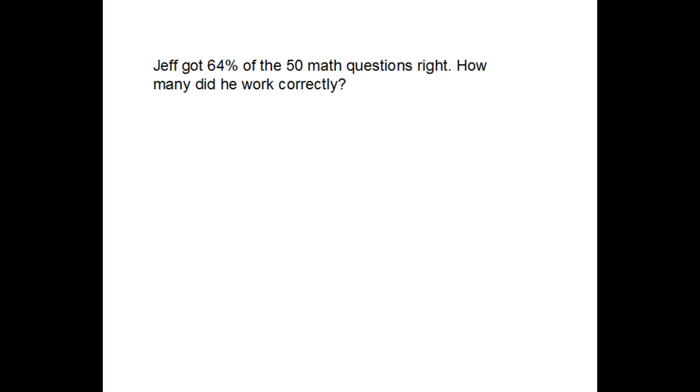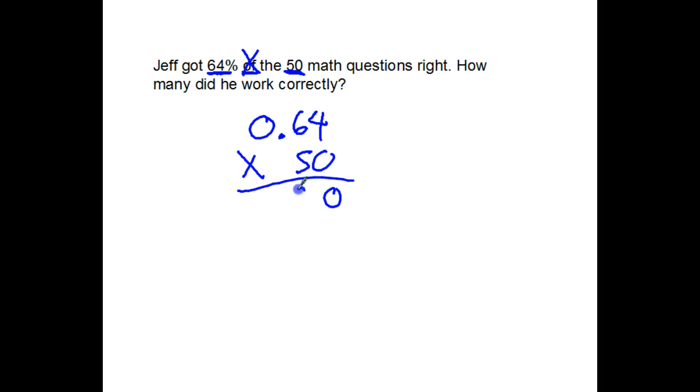How many did he work correctly? The problem is telling me right here about what I need to do. 64% is really 0.64 when written as a decimal. Of means times. 50 is how many questions there were, so I'm taking 0.64 times 50. 0, 0, 0. 5 times 4 is 20. 5 times 6 is 30 plus 2 more, 32.